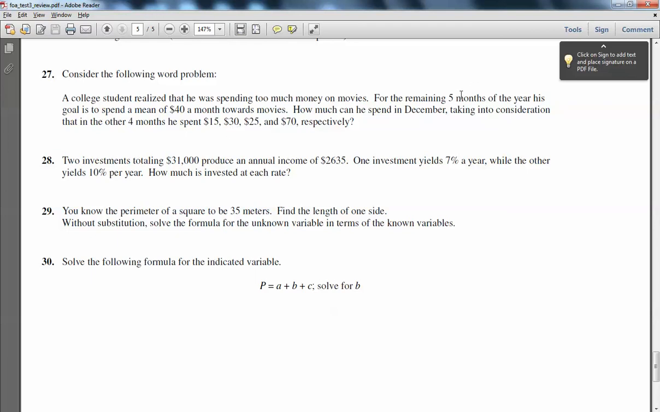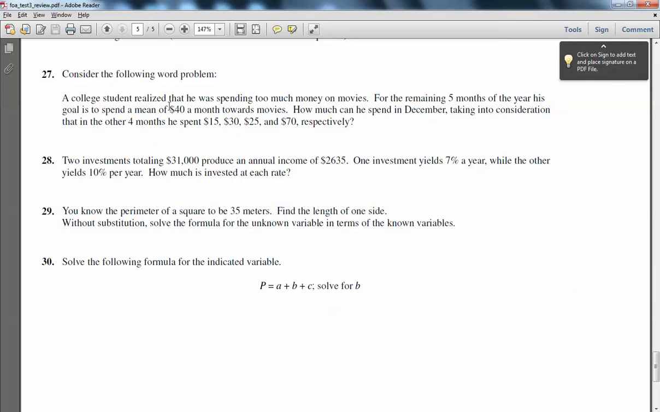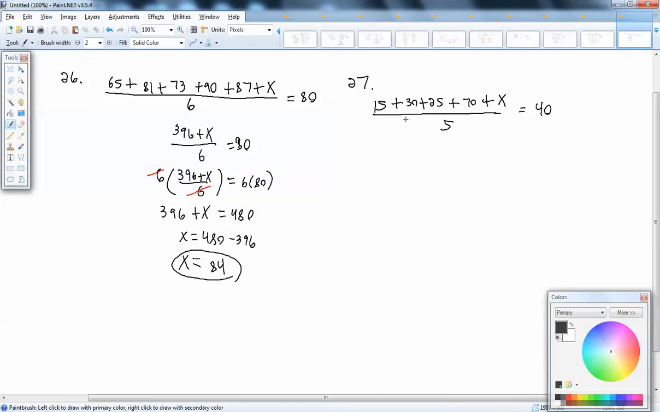Oh, for the remaining 5 months. Okay, so there's 5, not 6. So divide by 5. That's our mean formula, and they want that to equal 40. When I was reading that, "goal was spending a mean of $40 per month," I was thinking $40 each month, not an average of 40. I was reading it wrong.